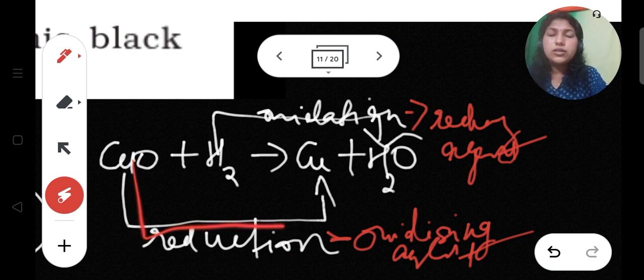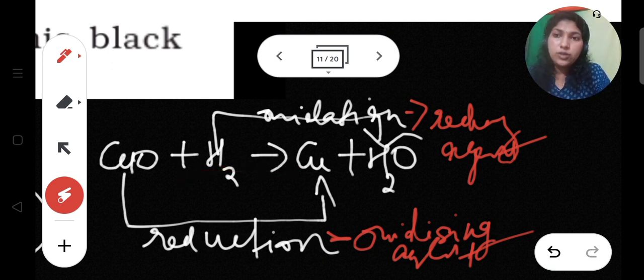So copper oxide is reduced to copper, and copper oxide is also an oxidizing agent, which helps hydrogen to add oxygen. What about hydrogen? Hydrogen undergoes oxidation to form water, so it is oxidized, and it is the reducing agent, which helps reduce copper oxide to form copper. Oxidation takes place, reducing agent. Reduction takes place, oxidizing agent.